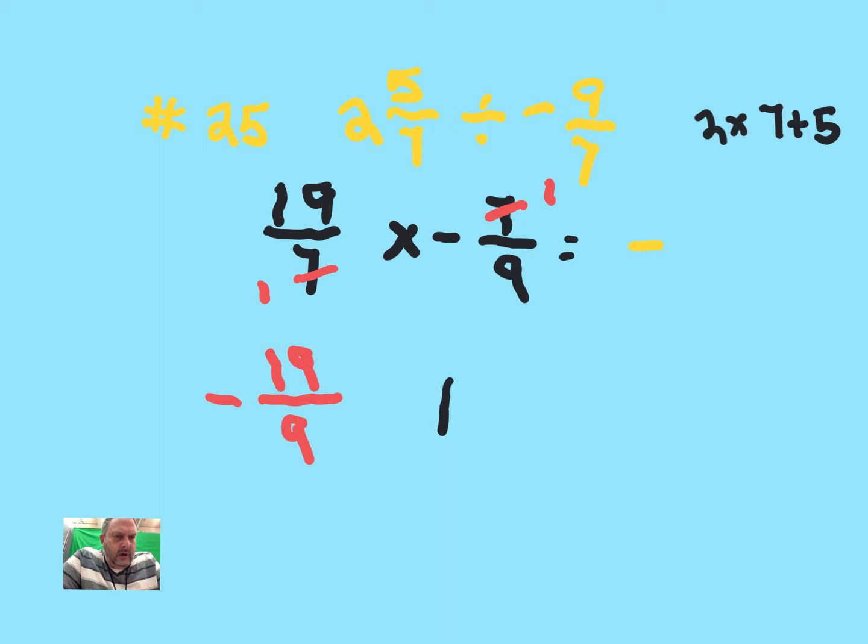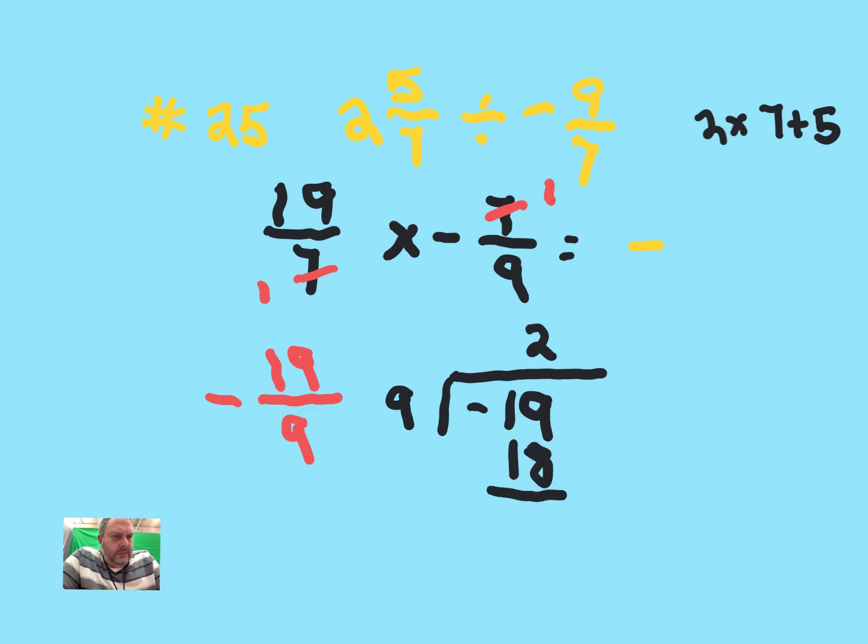We're going to draw our division box. Negative 19 we're throwing inside that division box. 9 we're putting on the outside of that division box. 9 will go into 19 2 times. Gives me an 18. Now I subtract. All right, let's put everything together now.